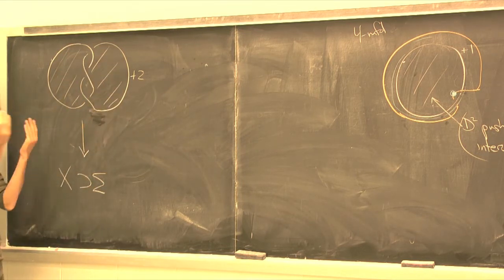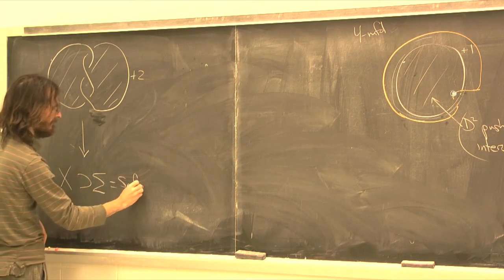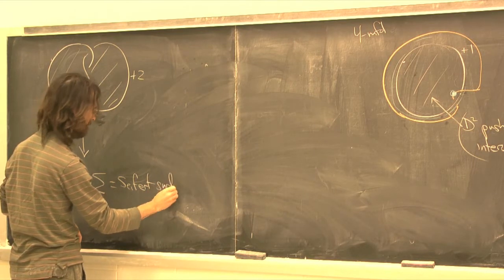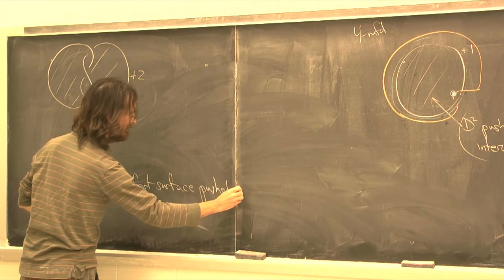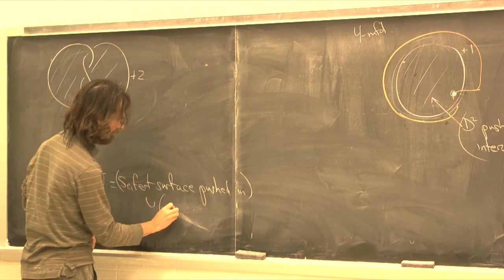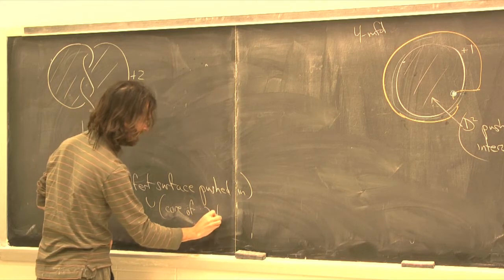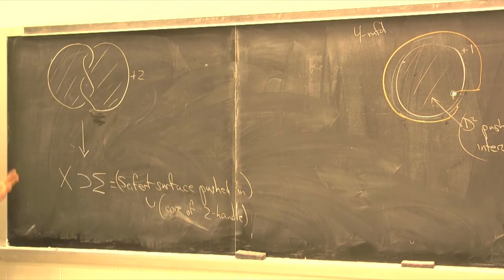for the knot, pushed in a little bit. So sigma equals the Seifert surface pushed in, union the core of the 2-handle. And that's a closed surface. Now, I'm just saying push in. What do I really mean by push in?